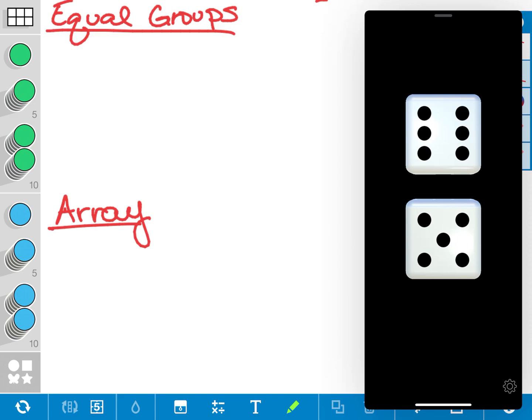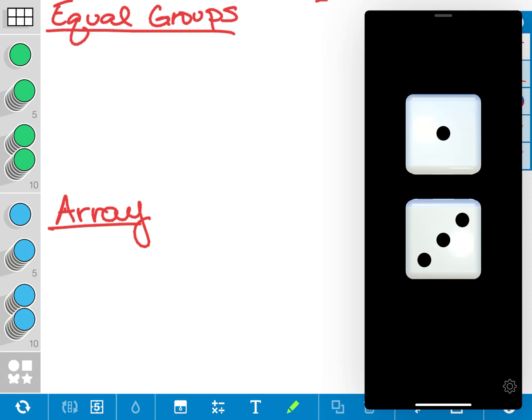So all you need for this activity is 1 or 2 dice, and then a piece of paper and a pencil so that you can write the titles equal groups and array. Now the first thing you're going to do is just roll your dice. If you have 2, roll them at the same time. And if you have only 1, roll it 2 times, and just remember your 2 numbers.